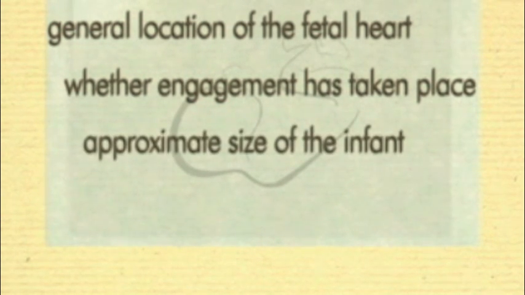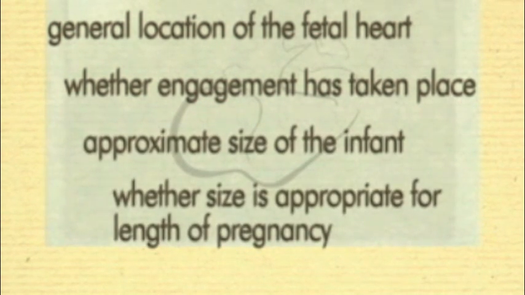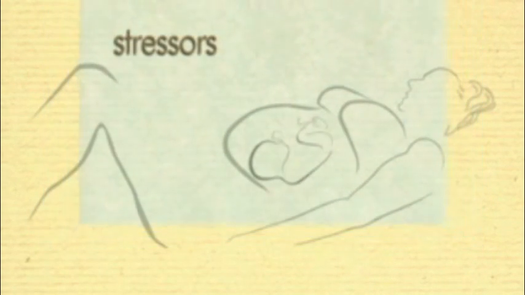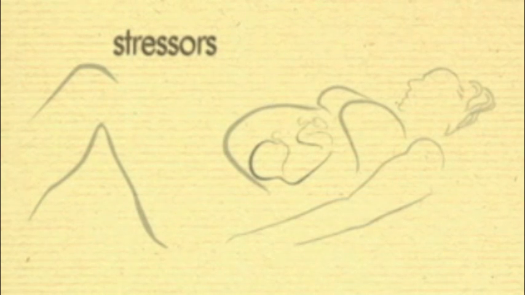Leopold's maneuvers can also reveal the general location of the fetal heart, whether engagement has taken place, approximate size of the infant, and whether size is appropriate for the length of the pregnancy. It also is a means of assessing the possible emergence of stressors that may give rise to high-risk situations for either the mother or baby during pregnancy, labor, and delivery.